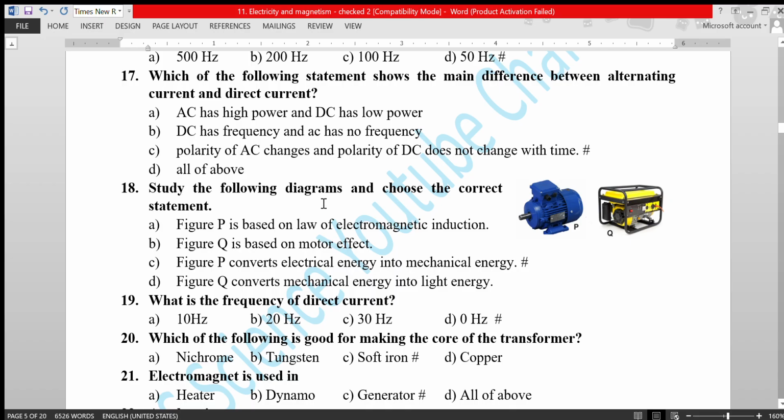State the following diagrams and choose the correct statement. P is an electric motor, Q is a generator. So the correct answer: P converts electrical energy into mechanical energy. Q converts mechanical energy into electrical energy. This is not wrong. Others are not correct.